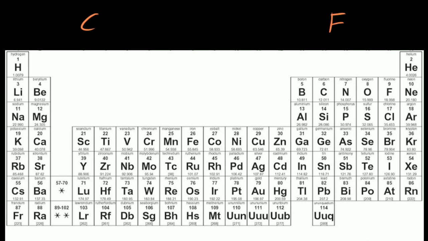And you're probably getting the hang of this. And I don't think I have to draw in the periodic trend anymore. But we can see carbon is right here. And fluorine is just a few elements over to the right. So which one of these is going to have the larger atomic radius? Remember, our periodic trend goes like that. So it's going to be carbon, right? Because carbon is further over to the left than fluorine.